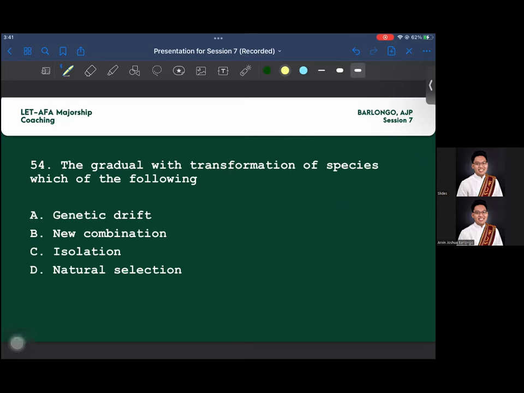Number 54. The gradual transformation of species. Which of the following? A, genetic drift, B, combination, C, isolation, or letter D, natural selection. So gradual transformation, those are the keywords.